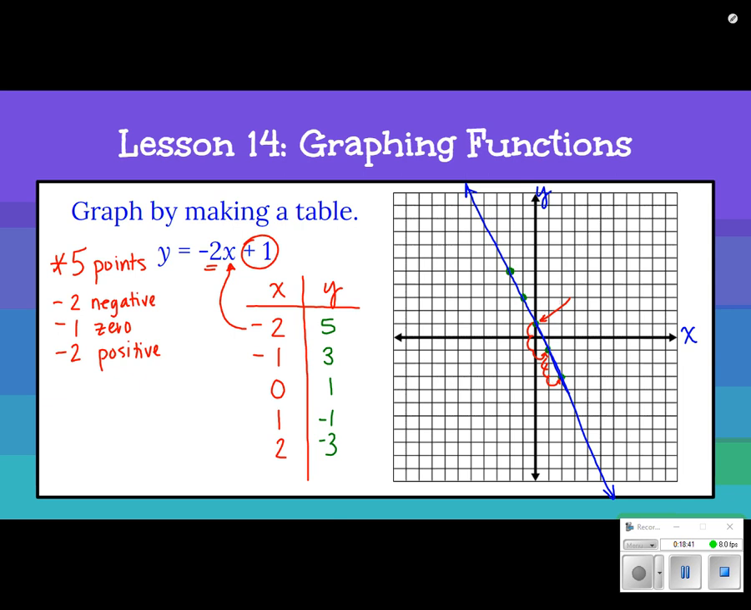But if you can go with the 5 points, 2 negative, 0, and 2 positive, plug them in, and you're doing the order of operations correctly, you're going to be able to do this with a table. Doesn't matter what the function looks like. And this is a great skill to have, especially if you get some weird function you've never seen before. You're going to be able to graph it by plugging in points. And so that's the skill that I'm trying to get you to do.